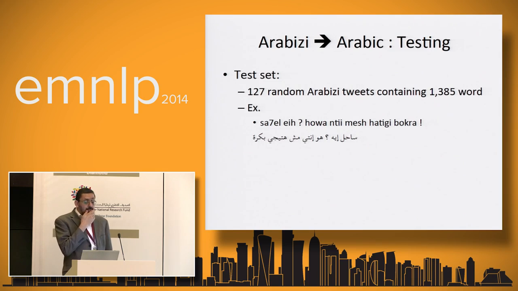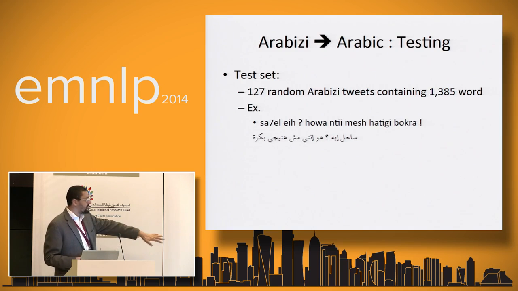So, to test how good this was, we had about 127 Arabizi tweets, containing roughly 1,400 words. And they looked something like this. What North Coast? Are you not coming tomorrow? That type of thing. So this is a very typical sentence that you would get in the Arabizi test set.